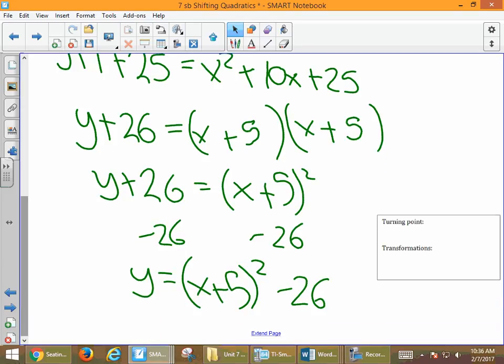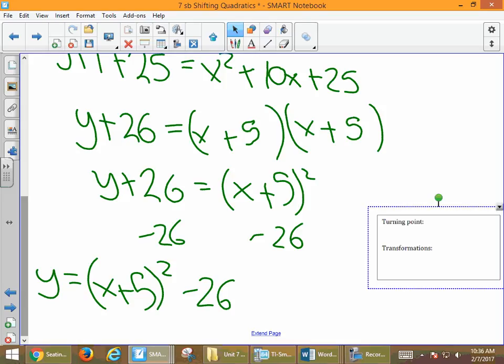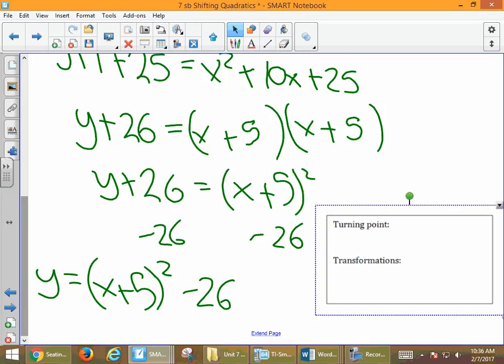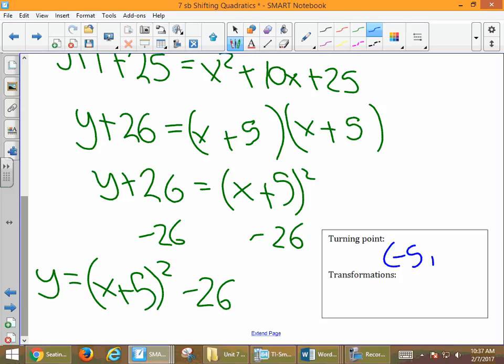And so our goal is to find the turning point and transformations of our standard form equation that we got. So we just changed it into our vertex form so we can see the transformations. And then what is the turning point of our quadratic, from the vertex form that we received? Tanya, do you know? -5, -26. And then what two transformations do we see happening to this quadratic?